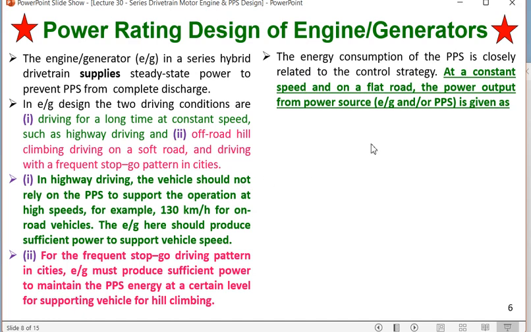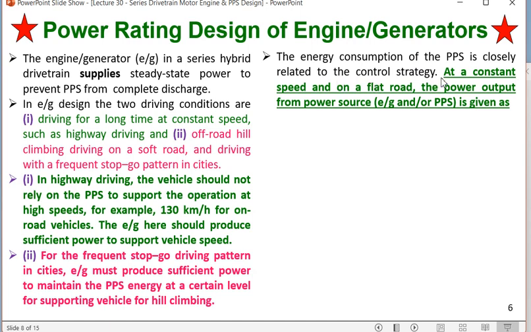That means we should not get the PPS discharged when the vehicle is running through the city with frequent stop-go, because stop-go is going to discharge the PPS source a lot. It should not happen that first we drive through the city, the PPS discharges, and then we try to climb the hill. By the time the hill climbing comes, the PPS is already discharged and the hybrid electric vehicle is not able to climb the hill. That should not happen. So the energy consumption of the PPS, that is the battery, is closely related to the control strategy.